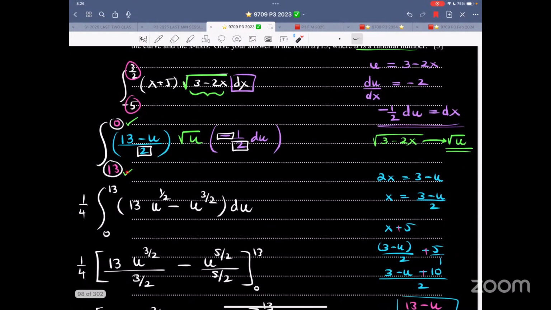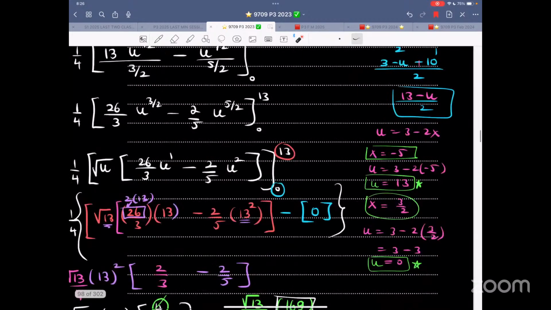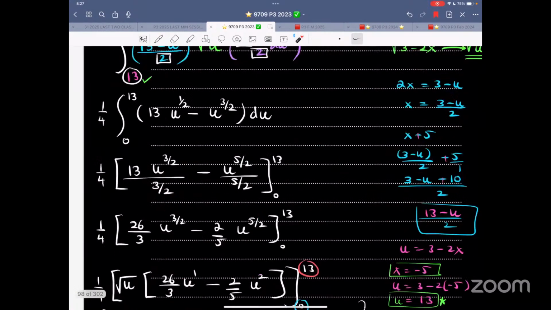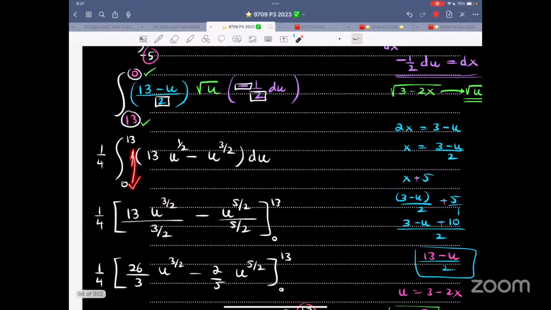How do I get 13 and 0 from -5 and 3 over 2? Again, using this equation. The limits are for x. I've shown it over here. When x is -5, u is 13. When x is 3 over 2, u is 0. -5 is giving me a bigger number, 3 over 2 is giving me a smaller number. Nothing to worry, that thing is already taken care of.